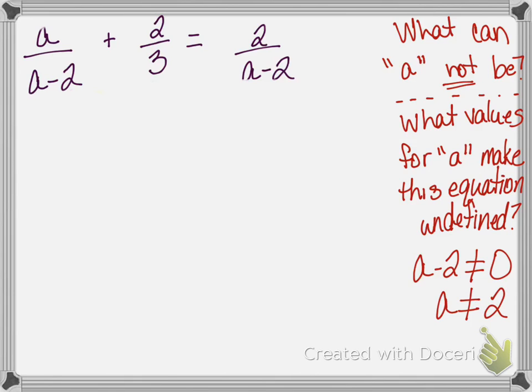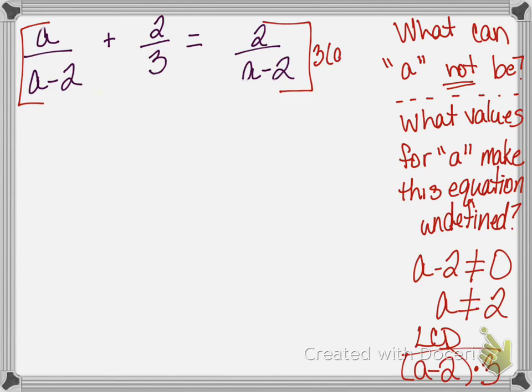My LCD, that's what I want to focus on now. My LCD, I have a minus 2. That's a binomial. Have I accounted for this 3 yet? No, so that's going to be part of my LCD. Have I accounted for that a minus 2? Yes, so I'm good. So I'm going to multiply everything times 3 times a minus 2. That's what I'm multiplying by, and that's over 1.